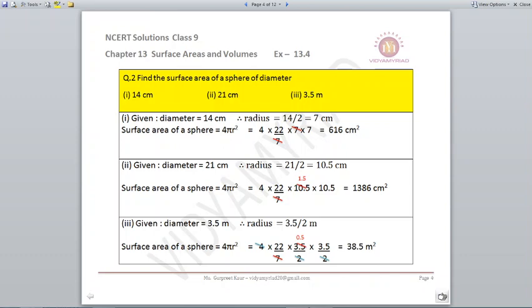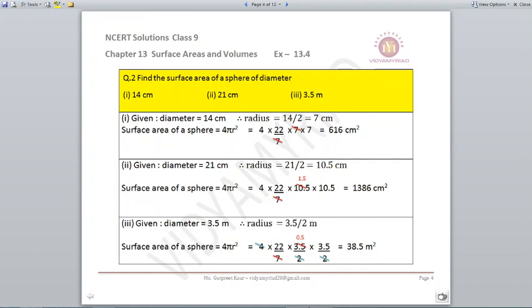Same way, like we have done question number 1, we have used the surface area of sphere 4 pi r square. Same way we are doing the second question. Only difference over here is you are given the diameter. From the diameter we will find the radius by dividing the diameter by 2, and then simply put it into the formula of 4 pi r square. Now here in the first case, your diameter given is 14 centimeters. So radius will be 7 centimeters. So put it into the formula of 4 pi r square. Your answer will come to 616 centimeters square.